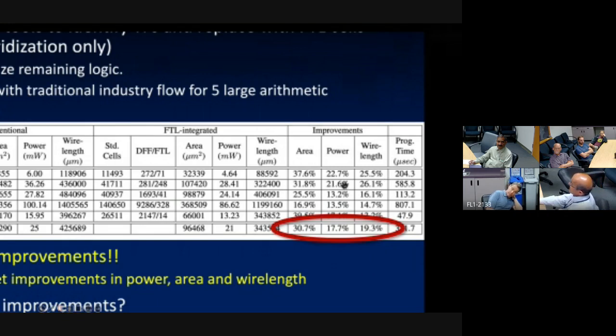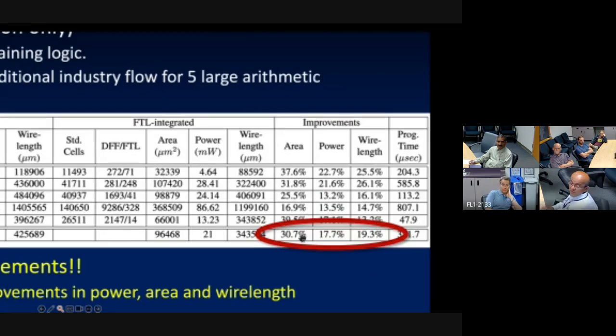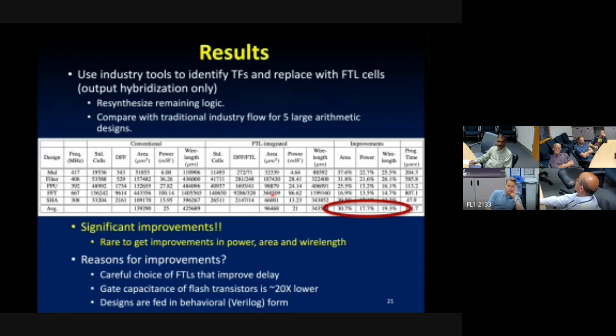which are admittedly arithmetic designs. We got an area improvement of about 30%, power improvement 17%, wire length improvement 19%. This is ISO delay. We kept the delay the same, right? So this is pretty significant. This is something that's rare to find in some sense. Again, where did this improvement come from?